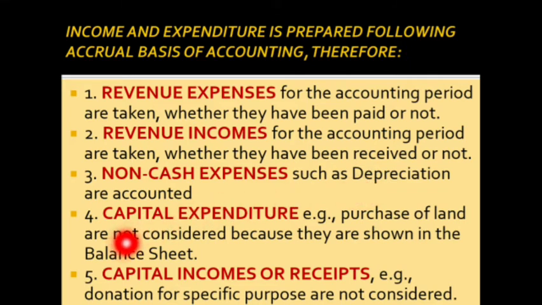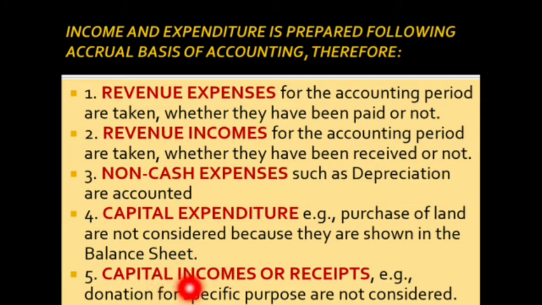Next, fourth point is capital expenditure. For example, purchase of any land, building, any assets are not considered because they are shown in the balance sheet. So when we prepare income and expenditure account, we have to note that if we are purchasing any asset, that capital expenditure, if any, will not be considered.